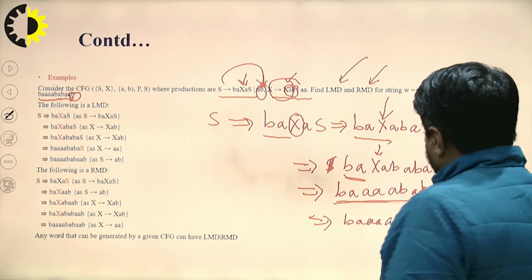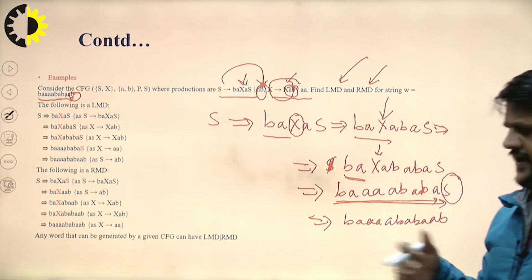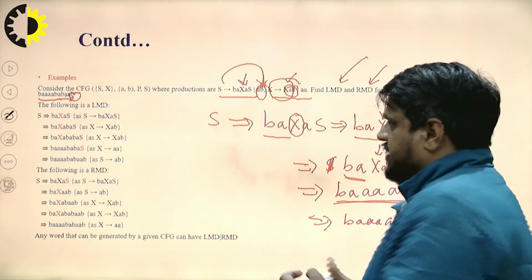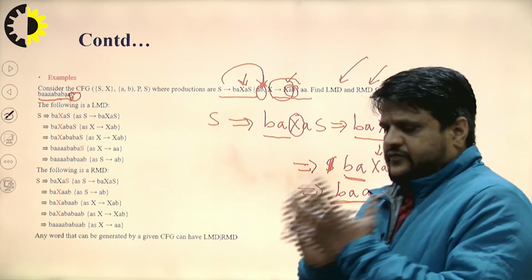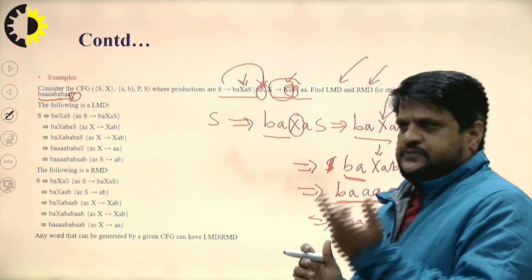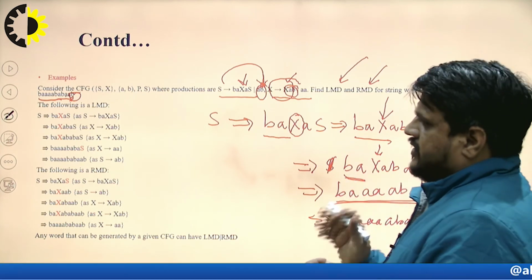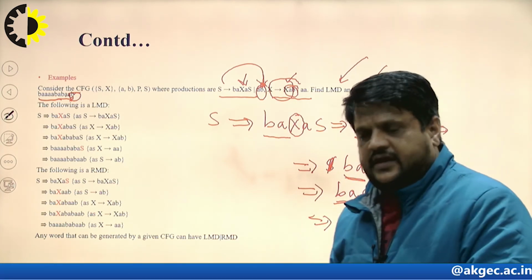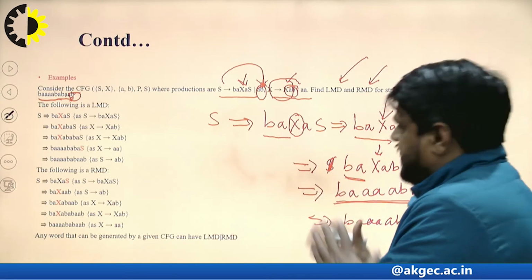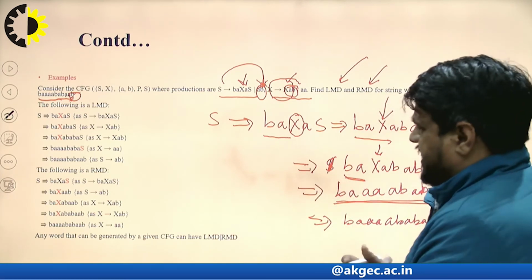So scanning from left to right and finding the non-terminal at the first position, if you get the non-terminal at the first position, you will replace it with the help of the right hand side of the production corresponding to that non-terminal. So this is the mechanism for the leftmost derivation. The reverse is for the rightmost derivation, right?